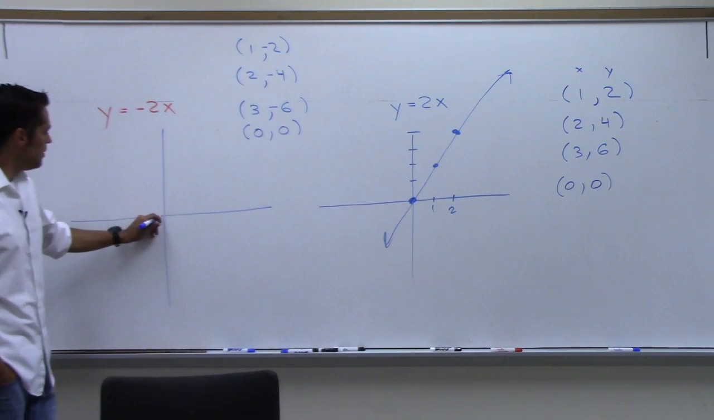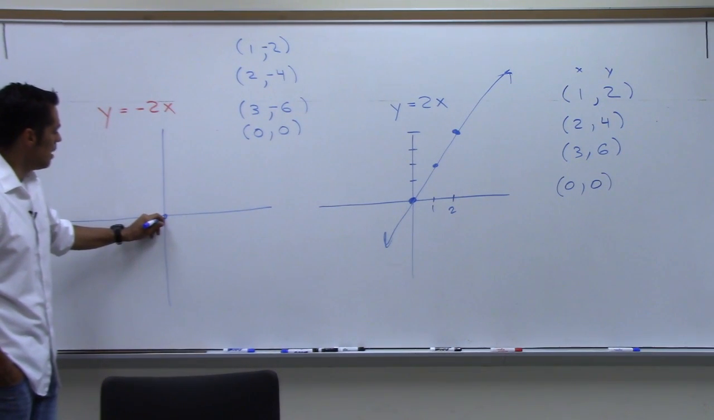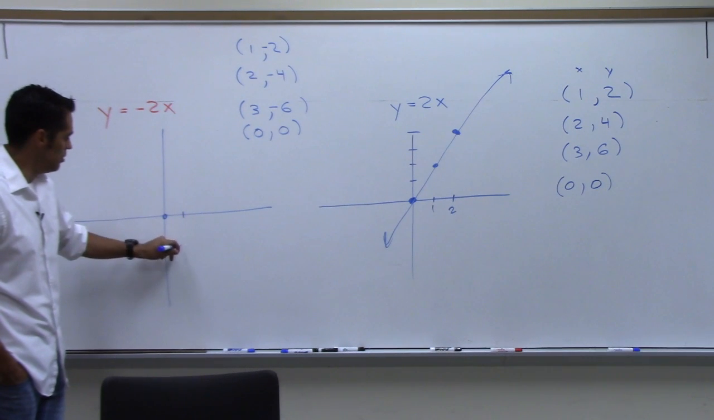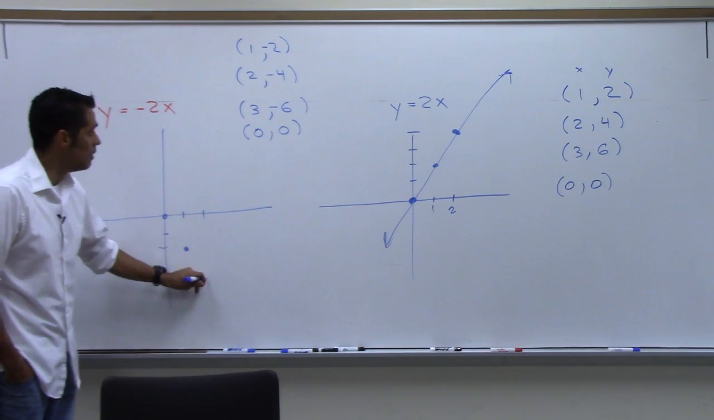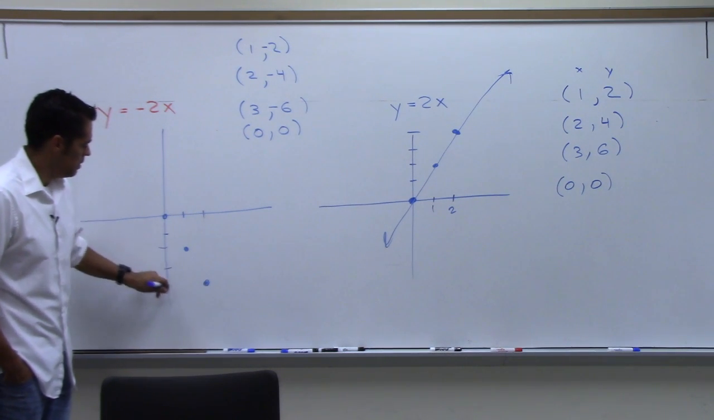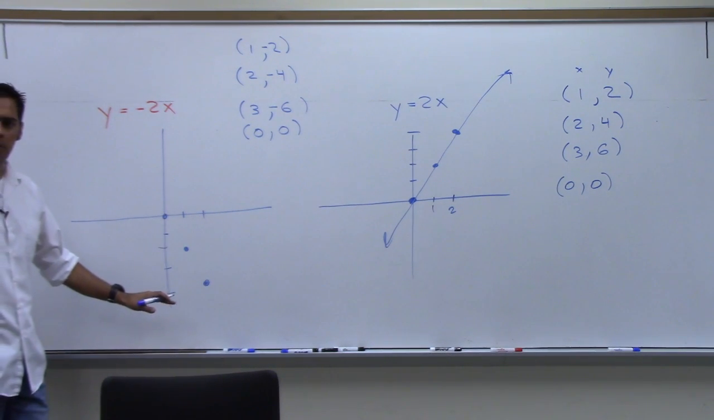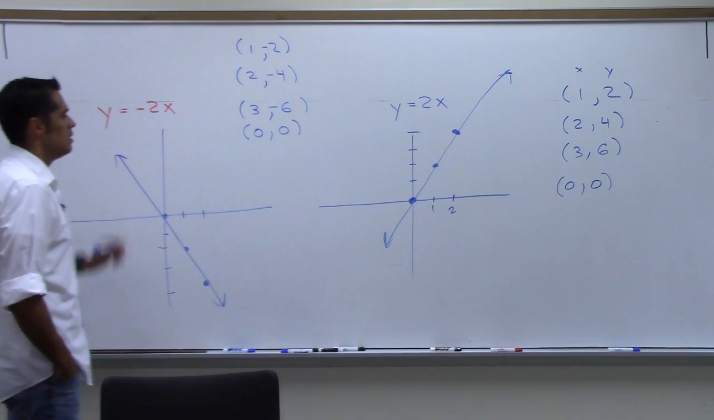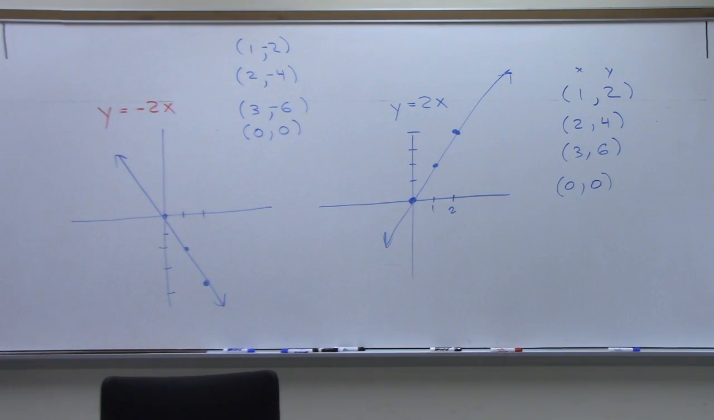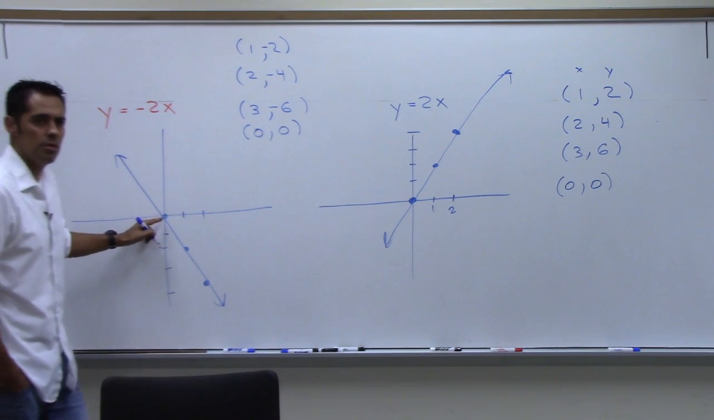All right, so I would still have this point. I would go to the right 1 and down 2. Right 2, down, what, 4? Understand? So when I draw it, I have this. Totally different lines, right? They do share one point in common though, right? They both go through the origin.